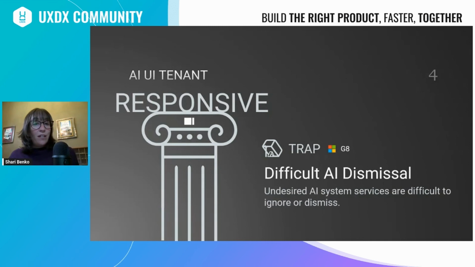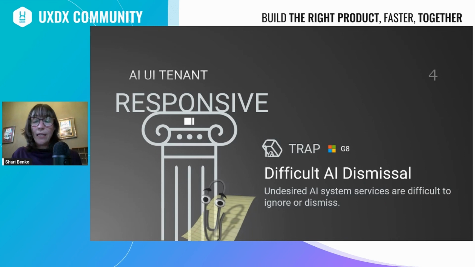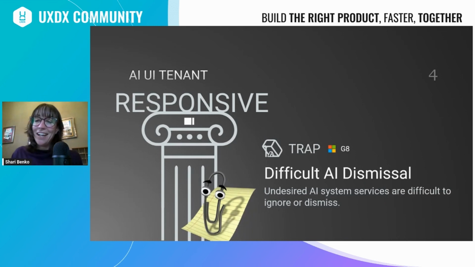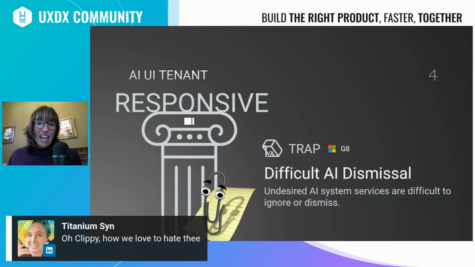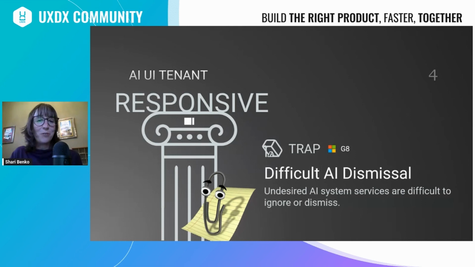The next one is a tenant called responsive. This is an existing tenant. The trap is difficult AI dismissal. So, undesired AI system services are difficult to ignore or dismiss. And here's Clippy again. Poor guy. It was rumored that he was so embedded that folks turned to editing the code just to be able to turn him off. So, the trap here is don't trap people into using him or it. I'm not sure why I was calling him, although it's Clippy.